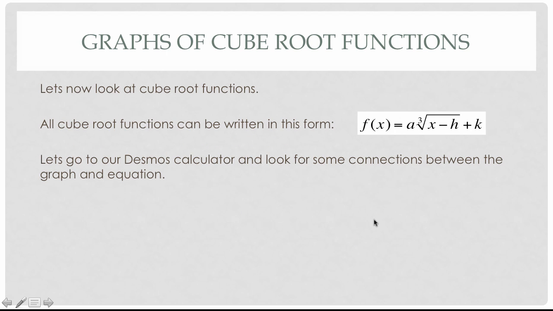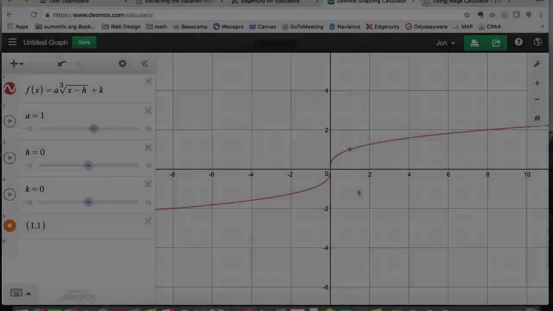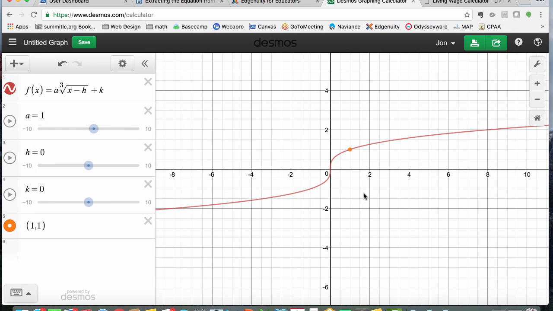Let's now dig into cube root functions. Now we have the third root, or x to the 1/3 power. All cube root functions are in this form. The only difference is that instead of a square root with a 2, we have a cube root with a 3. So we're going to do the same thing. We're going to graph this in our Desmos calculator, look for some connections between all these values for a, h, and k, and just get a sense of what this graph is doing. Okay, here we are. We now have our cube root function with our sliders for a, h, and k, and we're going to see what's going on.